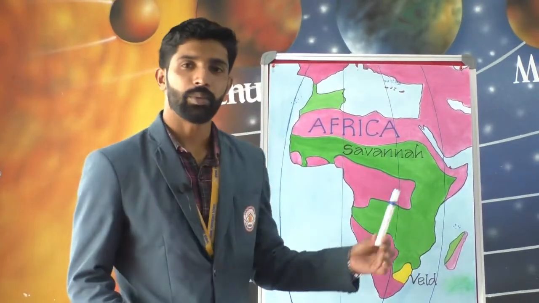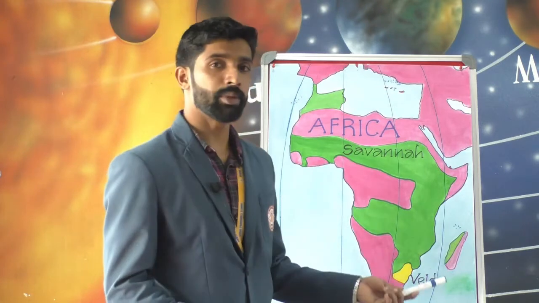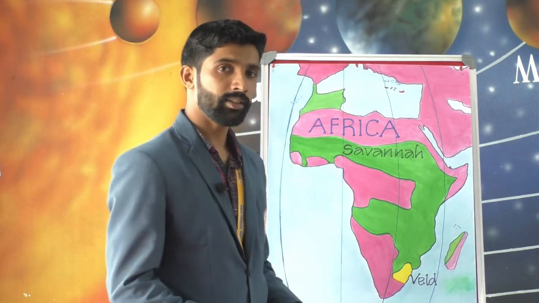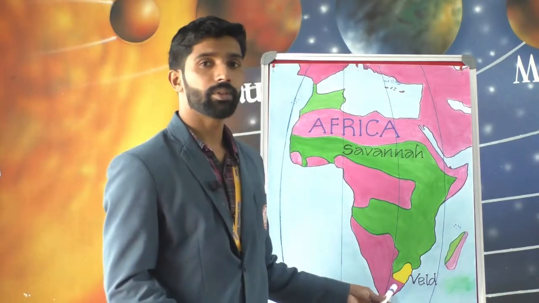And now we are moving to the next temperate region, that is the veld. And as we have discussed in the beginning, the location is between the Antarctic Circle and Tropic of Capricorn in the southern hemisphere. Let us see the location now. The word veld means field in Dutch. The meaning of veld is field. And it is the name given to the temperate grasslands of South Africa.